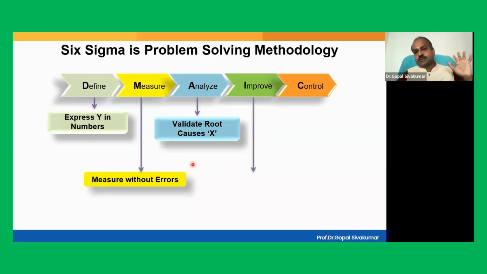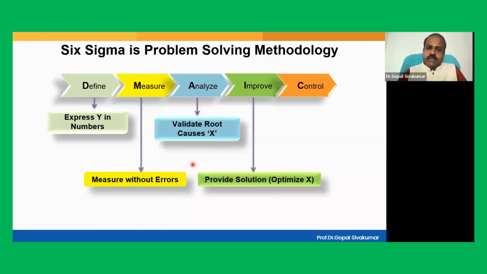Now you can talk about the solution. Generating a solution is otherwise known as treatment. What is a treatment? You are optimizing your X. Why are you optimizing X? When I optimize my X, my Y will automatically get optimized. This is called treatment. This is called solution. And now we move on to control.